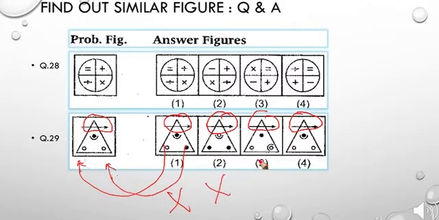In the next option, at the first corner there is a blank circle, but in the next corner there is a blank circle as well as there is another design given, so this cannot be the answer. So what option do we have now? Only option 4. So clearly we have answer for question number 29 as option 4.